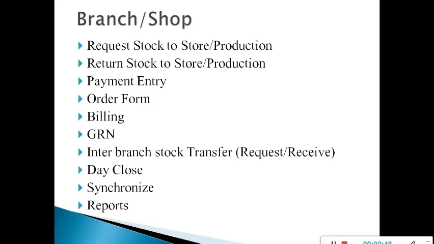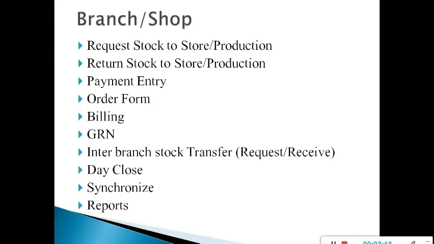Then GRN, goods received notes. Next comes the inter-branch stock transfer. Sometimes a branch may have excess stock, so that will be transferred to another branch as per the request received from the respective branch. Then after all the processes are completed, day closing will be done here, and all the reports can be synchronized to the centralized database. So the branch can be kept online always.